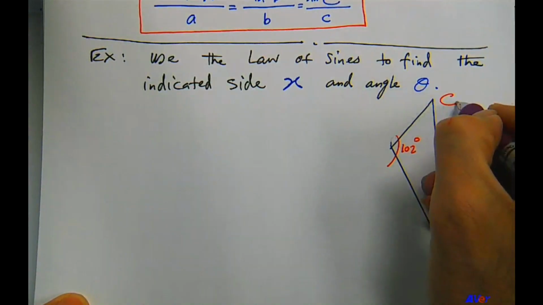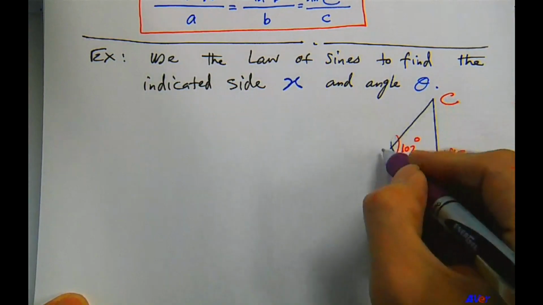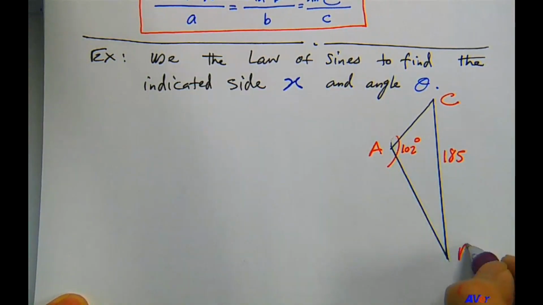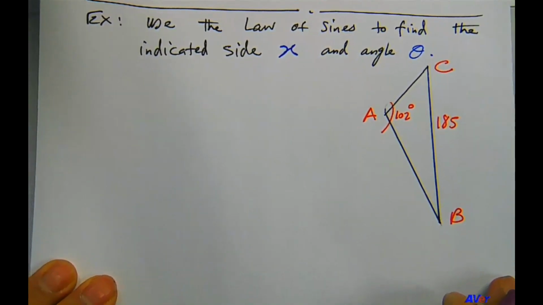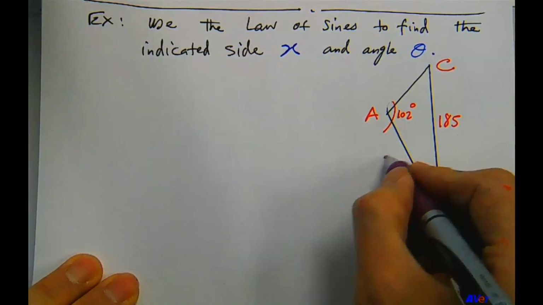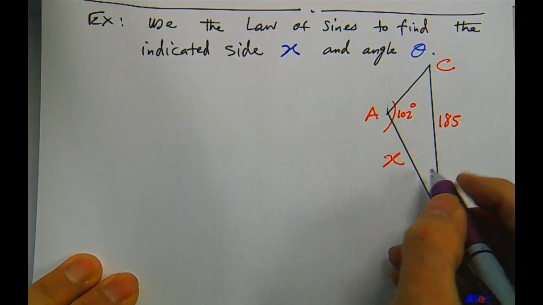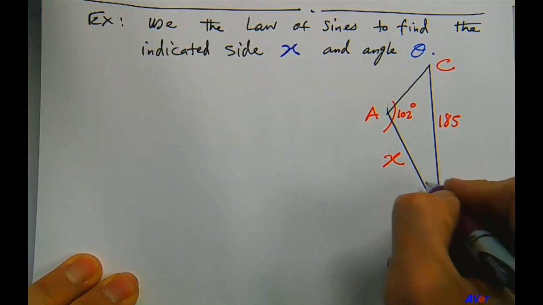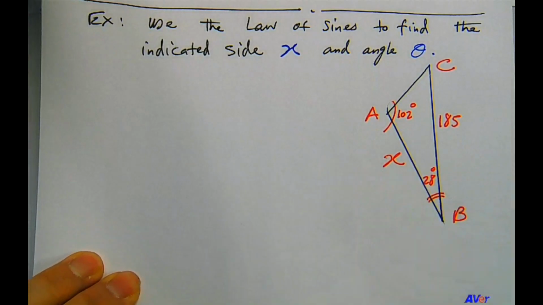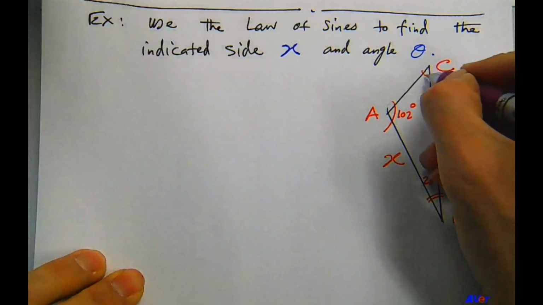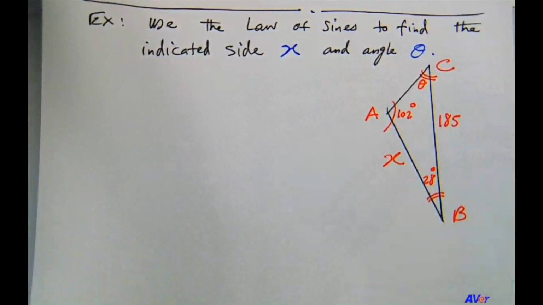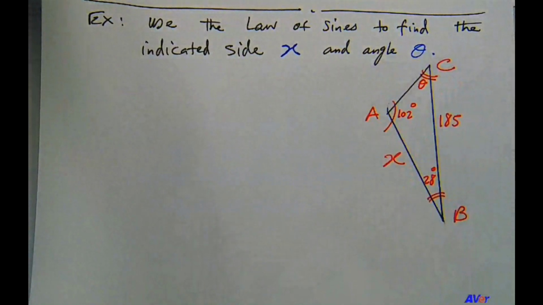And by the way, this is vertex or angle C. This is A, and this is B. Like that. And we have more information. So this is the side we're looking for, x. And this angle here, we know it is 28 degrees. Okay, and that's all. And we're looking for theta. Well, theta would be that one. Like that.